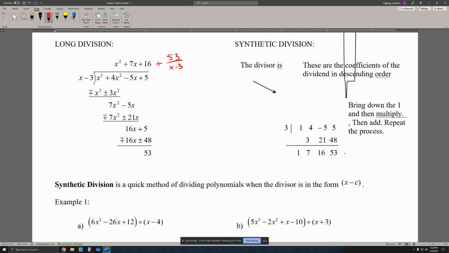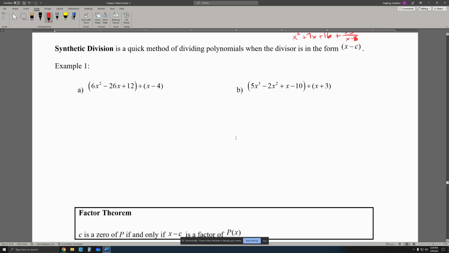So this last quantity here is our remainder. What we have here is our answer. This 1 is in the quadratic place, so this would be x squared. The 7 is in the linear place, so this would be plus 7x, and then the 16 is in the constant space, so we have plus 16. And then finally, our remainder, 53 over our divisor, x minus 3. Okay, so let's get some practice. Synthetic division.